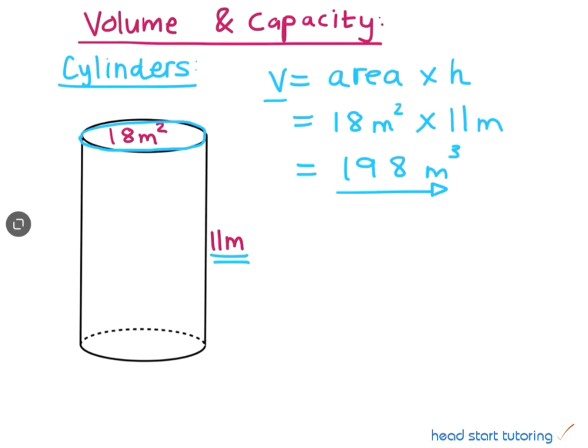Right, now if we would like to give our capacity answer, we need to now convert our meters cubed into milliliters or liters. So remember that when we end up with a meters cubed answer with our volume, we just multiply that answer by 1000 and we will get our answer in liters. So 198 multiplied by 1000 is equal to 198,000 liters. So this cylinder will be able to hold 198,000 liters of water.